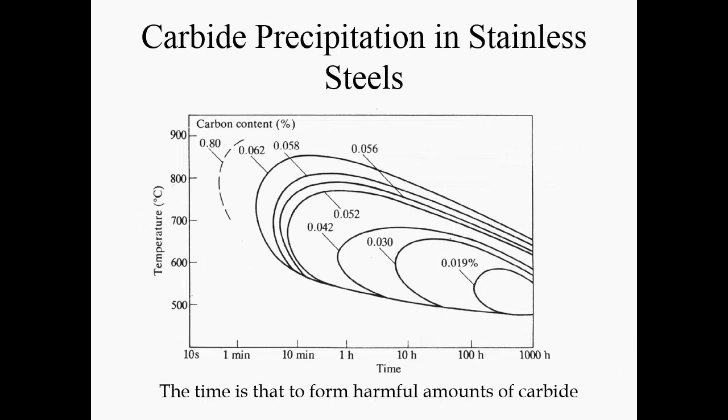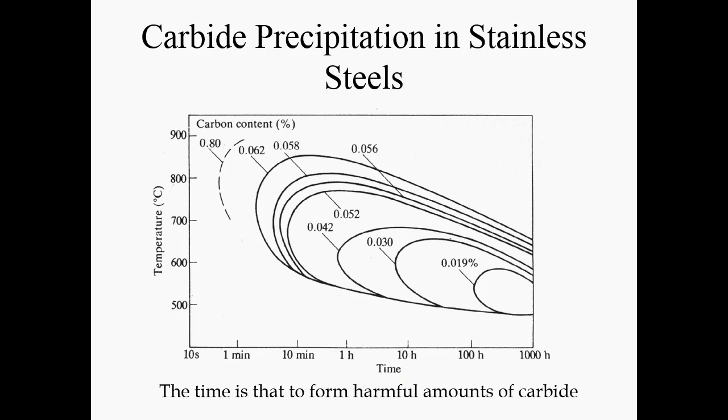Just to give you an indication what effect the carbon content has. So this is the time to form harmful amounts of carbides, and the time at temperature here, and the carbon contents. So if we have 0.8% carbon, a cutting tool type composition, you form harmful amounts of carbides in about 15 or 20 seconds at those temperatures. You can achieve that on cooling down from the high temperatures.